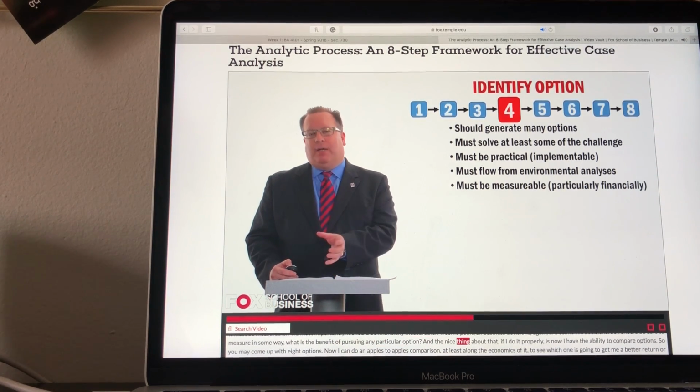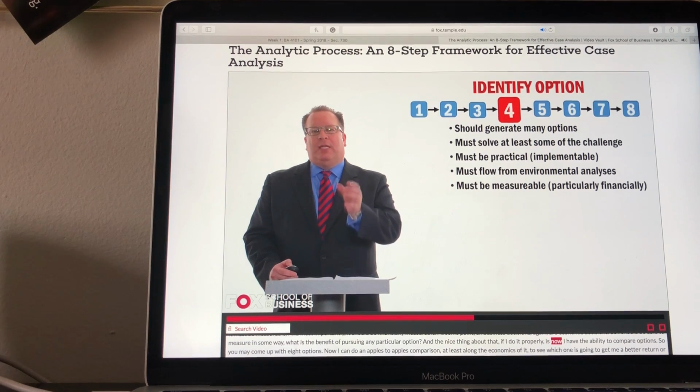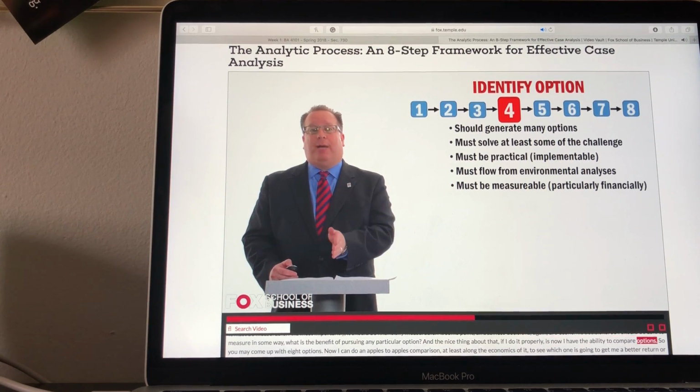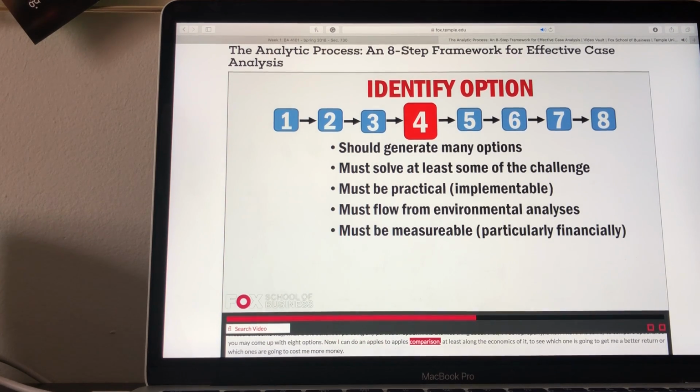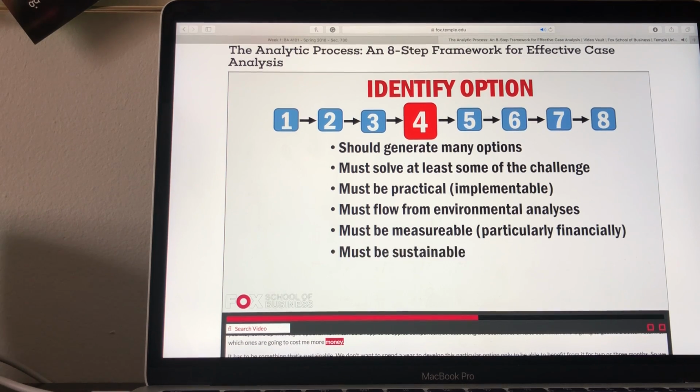So I should be able to measure in some way what is the benefit of pursuing any particular option. And the nice thing about that, if I do it properly, is now I have the ability to compare options. So you may come up with 8 options. Now I can do an apples-to-apples comparison, at least along the economics of it, to see which one is going to get me a better return or which one's going to cost me more money. It has to be something that's sustainable. We don't want to spend a year to develop this particular option only to be able to benefit from it for 2 or 3 months. So we want to create something that's longer lasting.